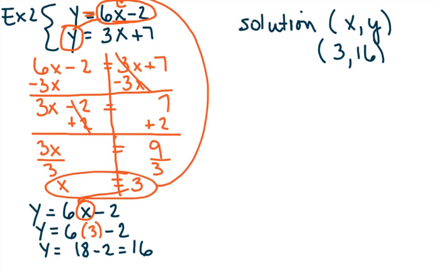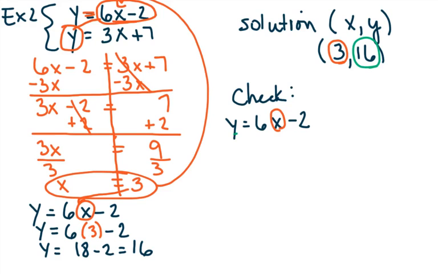The final step, step 5, is to guarantee that that was right. So I'm going to take my first equation, y equals 6x minus 2. I have my x value of 3, so I'm going to plug 3 in for the x. I have my y value is 16, so I'm going to plug 16 in for the y.